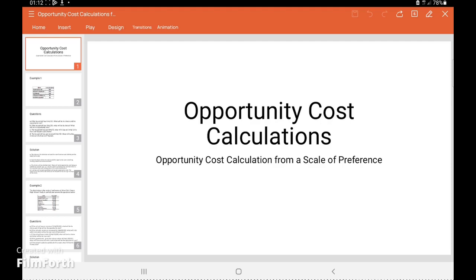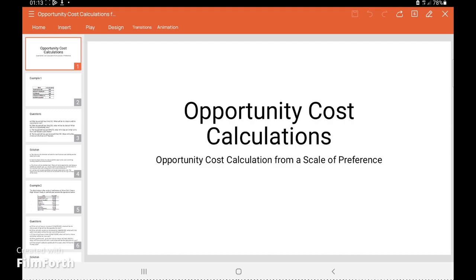Now, when you say opportunity cost, what do we mean? Opportunity cost simply refers to the next best alternative that is forgone or sacrificed in order to obtain another alternative when an individual consumer is forced to make a choice due to the problem of relative scarcity.